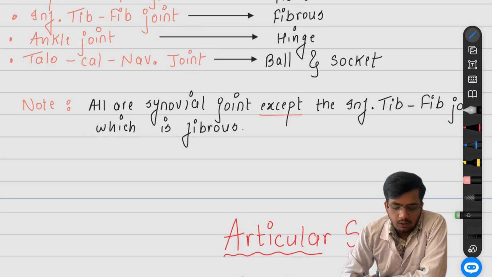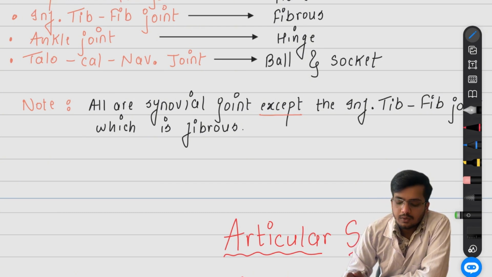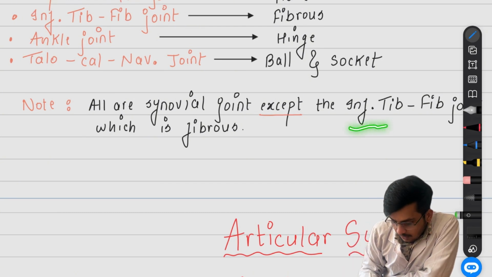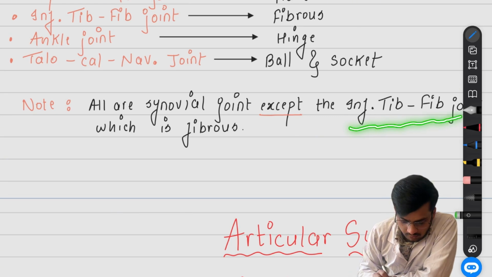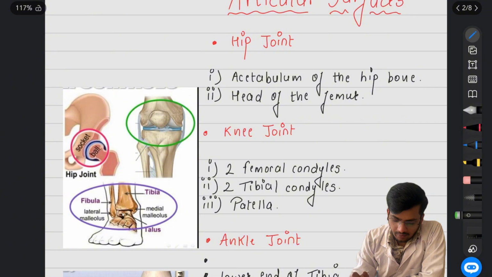All the joints of the lower limb are synovial except the inferior tibiofibular joint, which is a fibrous joint. Then we have articular surfaces.